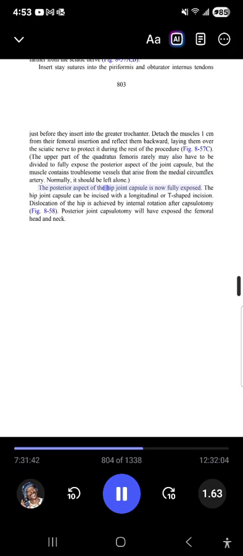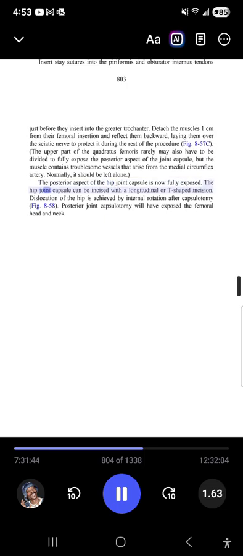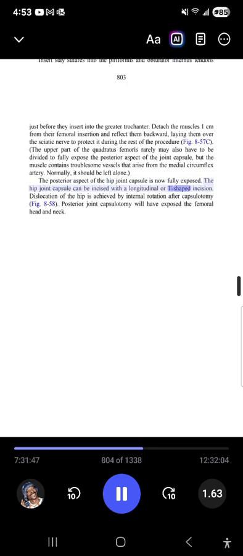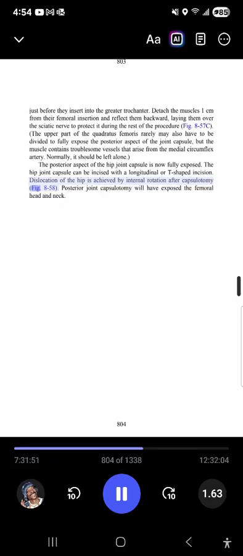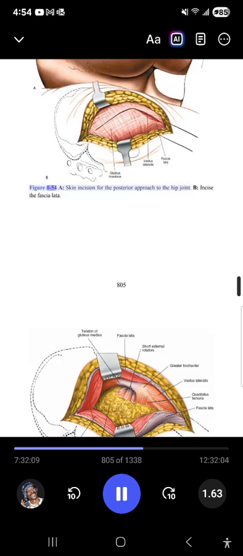The posterior aspect of the hip joint capsule is now fully exposed. The hip joint capsule can be incised with a longitudinal or T-shaped incision. Dislocation of the hip is achieved by internal rotation after capsulotomy. Figure 8-58. Posterior joint capsulotomy will have exposed the femoral head and neck. Figure 8-54a. Skin incision for the posterior approach to the hip joint.